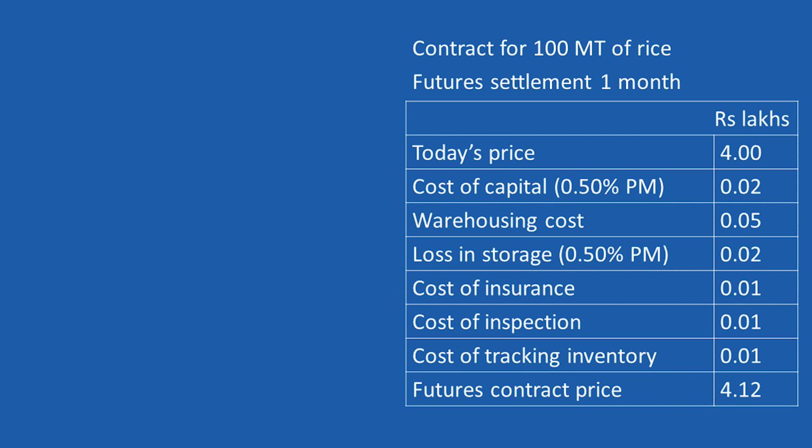There is a cost of insurance assumed at 1000 per month, cost of periodic inspection assumed at 1000 per month, and cost of tracking inventory also assumed at 1000 per month. Therefore, the futures contract that you will enter into to make sure that you recover all these costs will be 4.12 lakhs instead of 4 lakhs, which is today's price for that particular quality of rice.